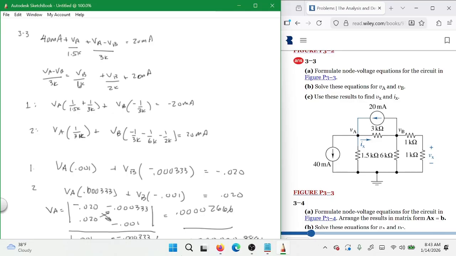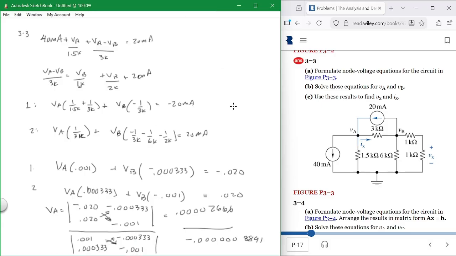Now you divide. And this is a mess because these are such small numbers. If you want to, you can at this point move up here and multiply everything by 1,000. It makes it a lot easier, okay? I didn't do that because I didn't want to show you any tricks, but this is how you do it. 0.00002666 divided by minus 0.0000008891 equals 29.98, or about 30 volts. Minus.